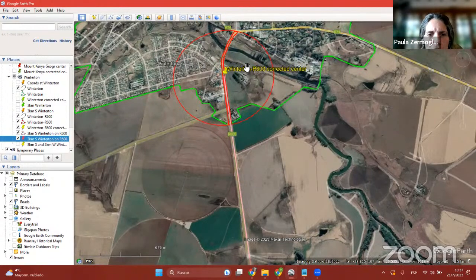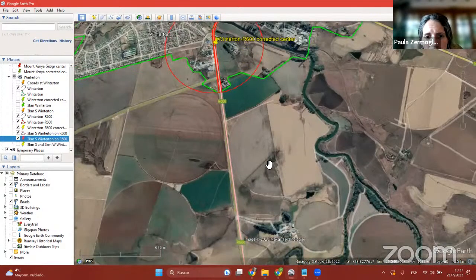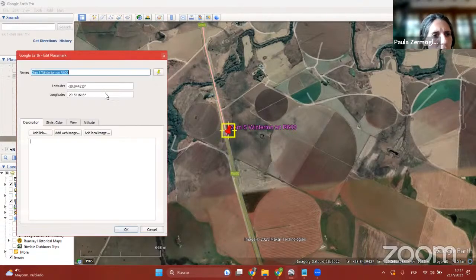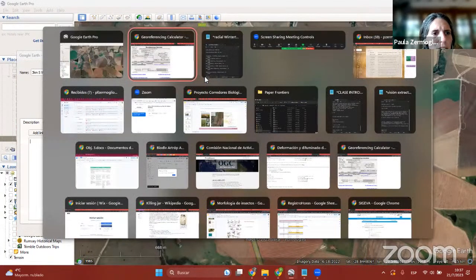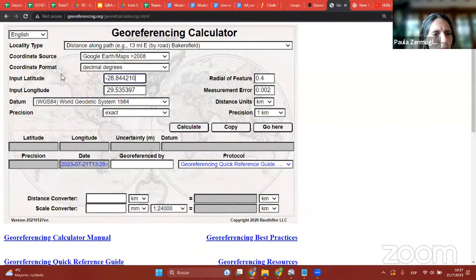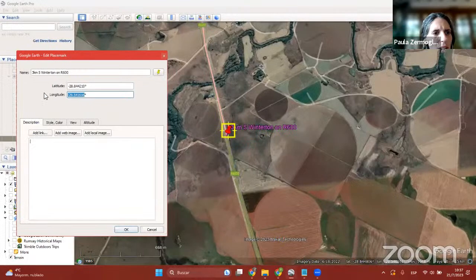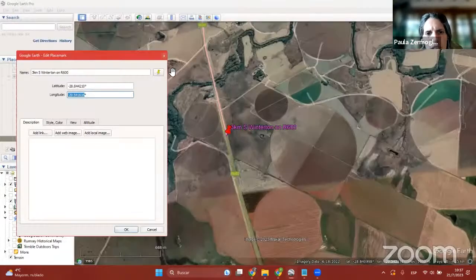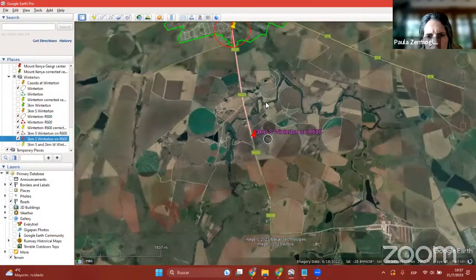So we will use the radial of this feature, but the end coordinates will be where that distance ends. The last point that we have determined, that we measured, the 3 kilometers. So this is the coordinates. I was doing it wrong, sorry for that. These are the coordinates that we need to copy into here. Latitude, longitude.